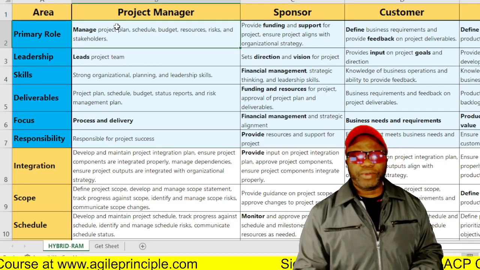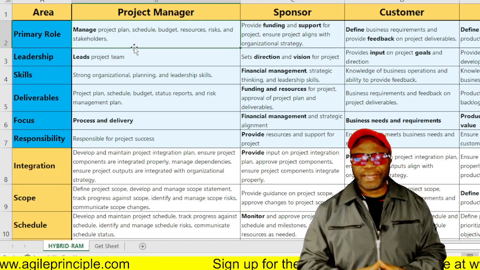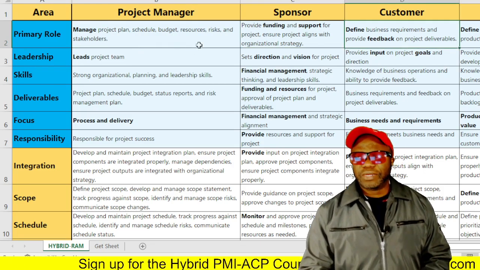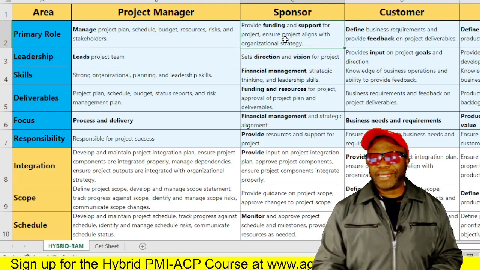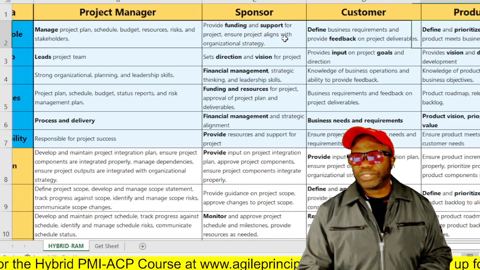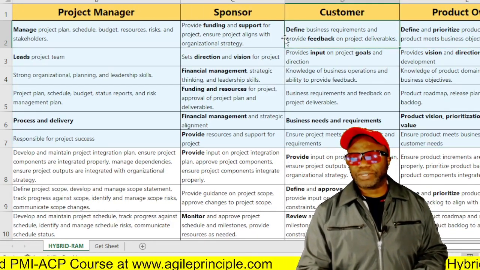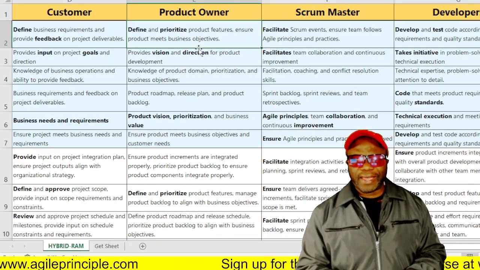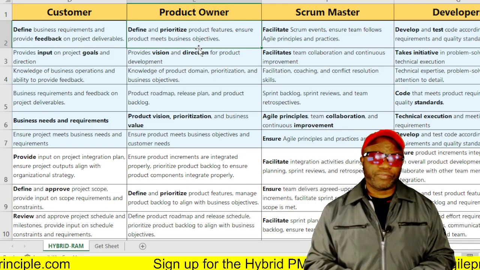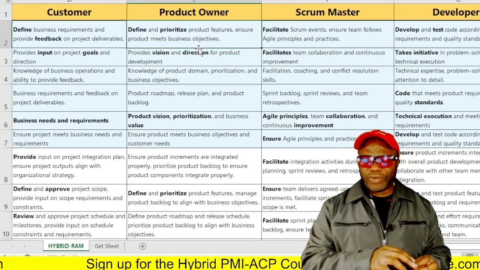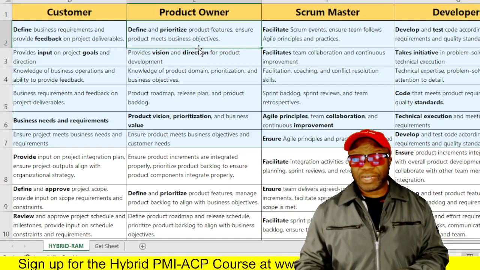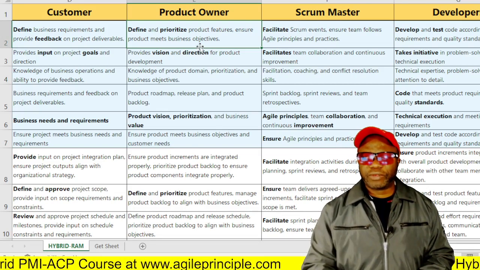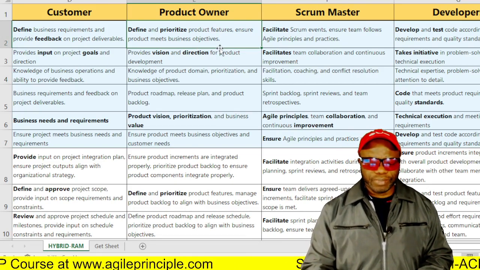Project manager. Primary role is to manage the project management plan, schedule, budget, resources, risks, and all of those other knowledge areas. The sponsor has a role in providing funding and support for the project. The customer defines the business requirements and provides feedback on project deliverables. The product owner defines and prioritizes product features. You see the change in language? We went from project type of language to product specific language for the product owner. So the product owner defines and prioritizes product features, ensures that the product meets business objectives.